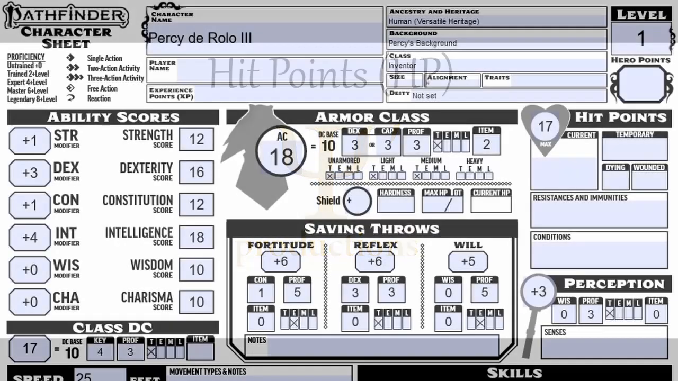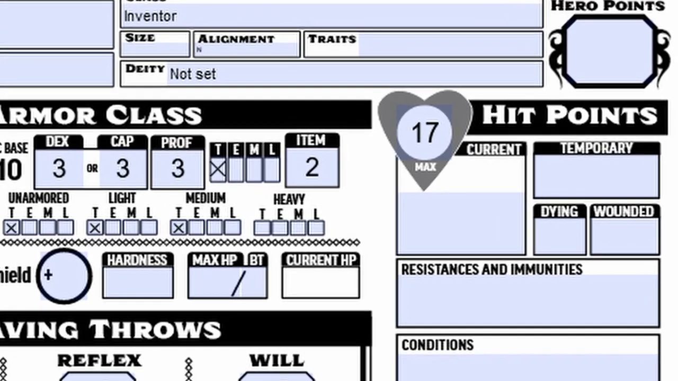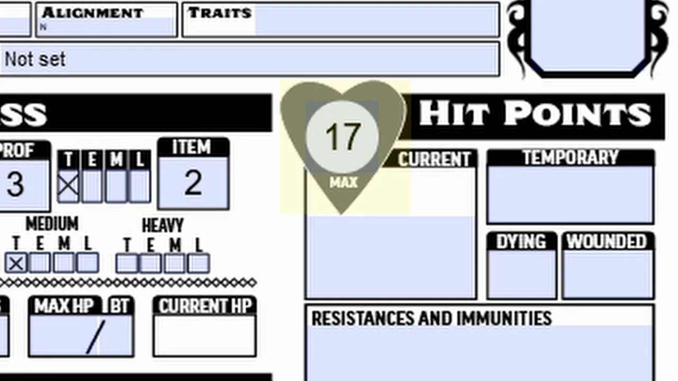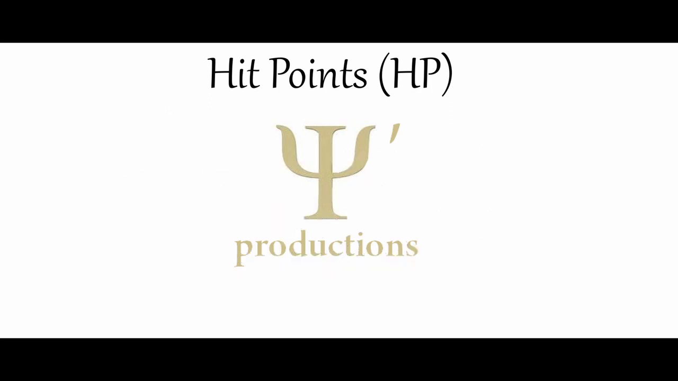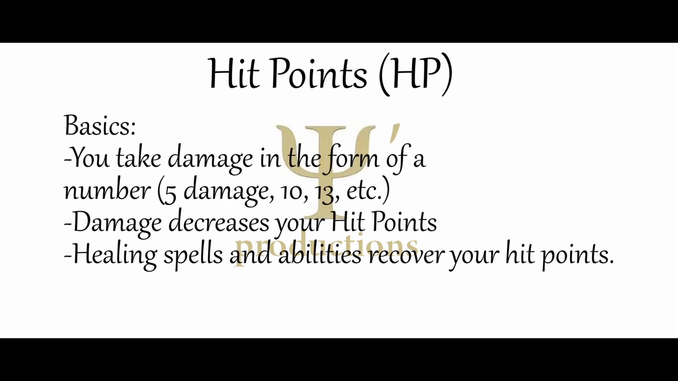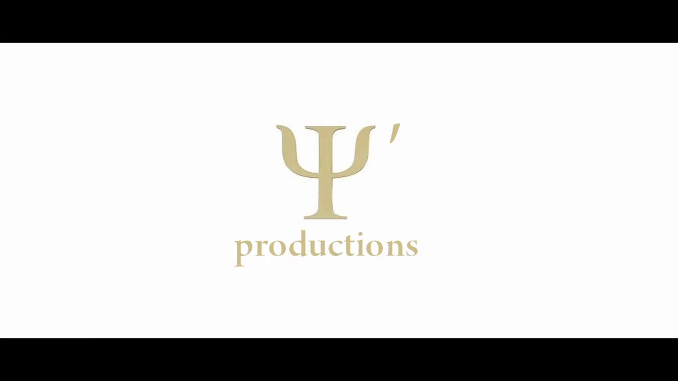HP, or hit points. Most people know what this means, but it represents your vitality or pool of life. Once your HP hits 0, you start dying, but aren't quite dead yet. Your HP can never go negative. Check out the death and dying rules in Archives of Nethys for how dying works, but essentially, as you take damage, your health points go down. When they hit 0, you fall unconscious and start dying.